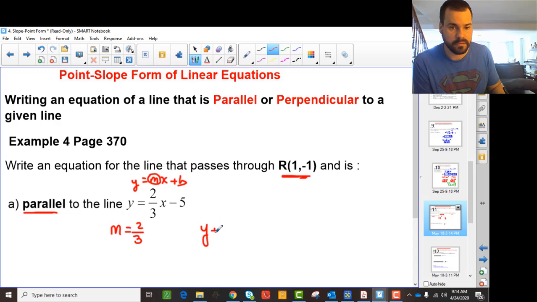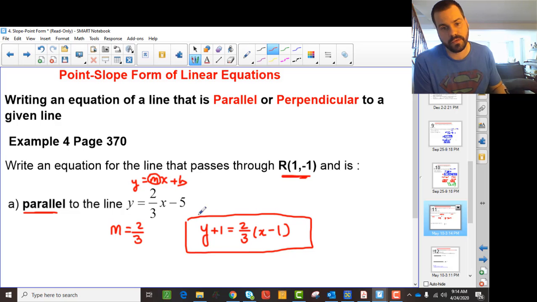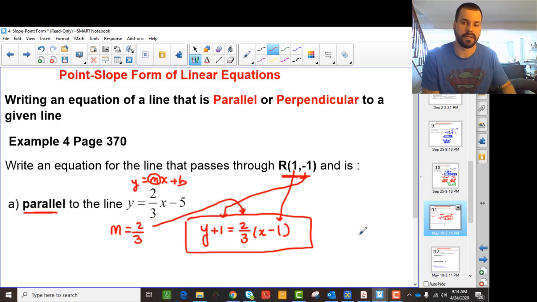My point is minus 1 and 1, so my equation becomes this. All right, y, we switched the y value, right? So it was minus 1, so it becomes plus 1. The slope came from here, okay? And then the x value goes in here, and again, we change sign.